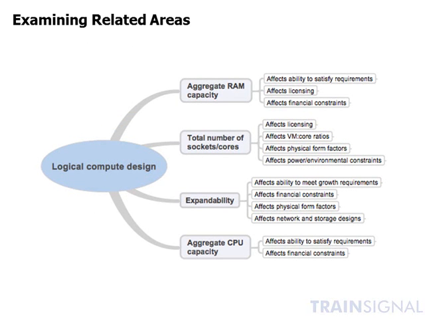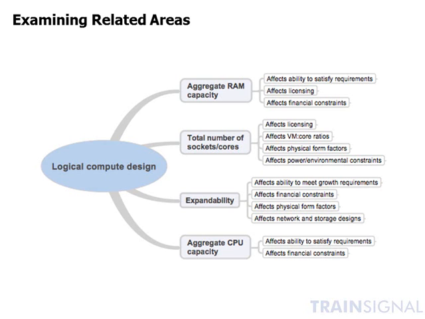Here on this slide, you see I've created a mind map. A mind map shows relationships between topics and ideas. And I have found a mind map to be a great way of exploring relationships between different areas in a design. So for example, you can take one area like the logical compute design and then list all the areas that are affected or that are included in a logical compute design. In this particular case, I've listed the 4 topics that we discussed in this lesson: aggregate RAM capacity, total number of sockets and cores, expandability, aggregate CPU capacity.